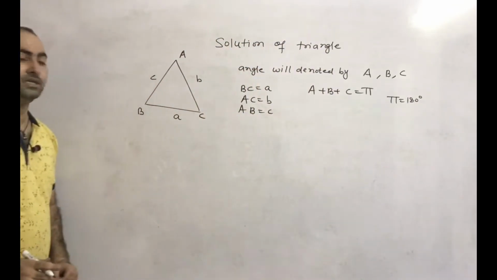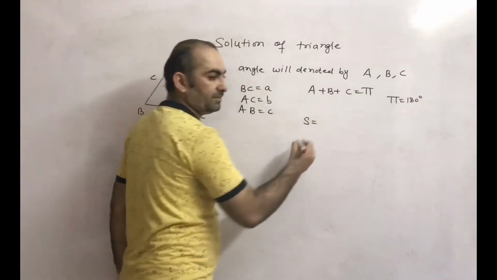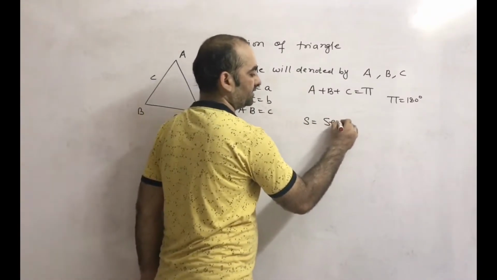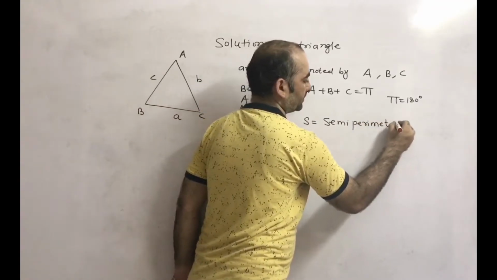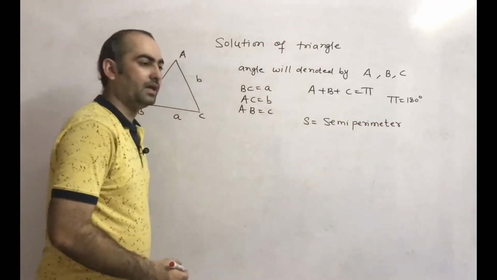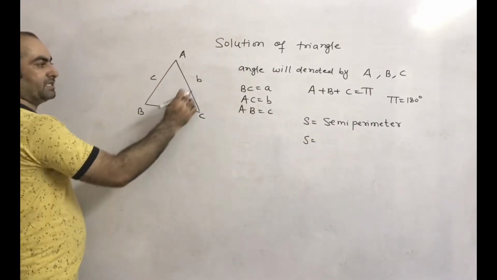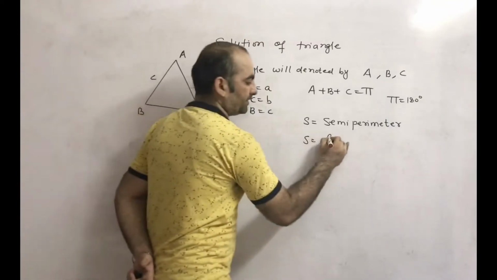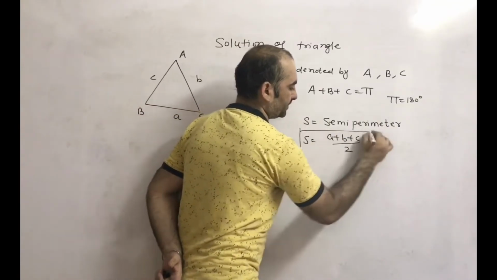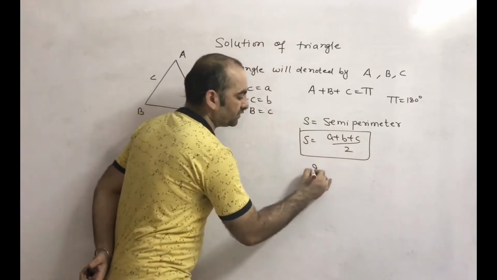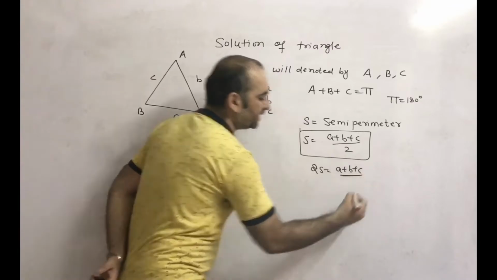Second thing, semi perimeter. So S will be the semi perimeter. And what is semi perimeter? S equals the sum of sides. So here a plus b plus c, a plus b plus c divided by 2, that is semi perimeter. So from here what will come? 2S equals a plus b plus c. Okay, that is your triangle.